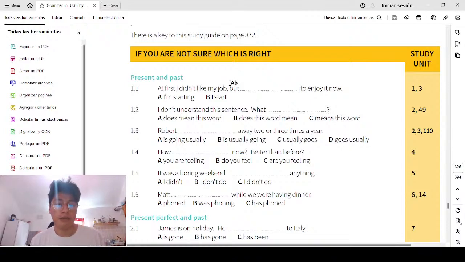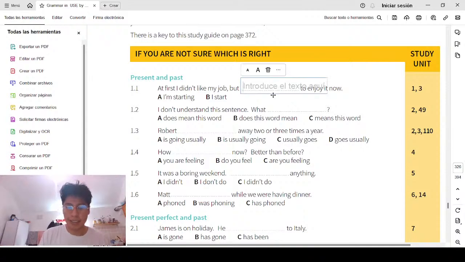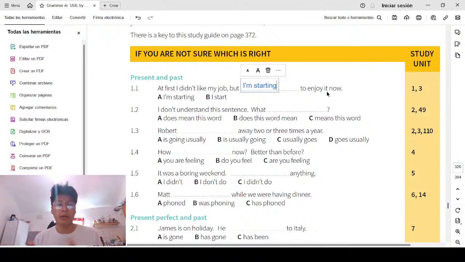At first I didn't like my job, but I start to enjoy it now. I think it's "starting" because we're talking about the present continuous. Check it out this part, now. Check it out this time. The tenses. It's talking about now. When talking about now, almost 100% it's the present continuous. So in this case, I'm starting to enjoy it now.